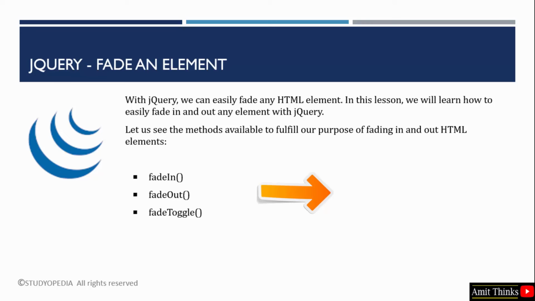So guys, we will see how to fade an element. Fading an element means changing the opacity for a specific element. The fading effect means from hidden to visible. Okay, so we will see it.